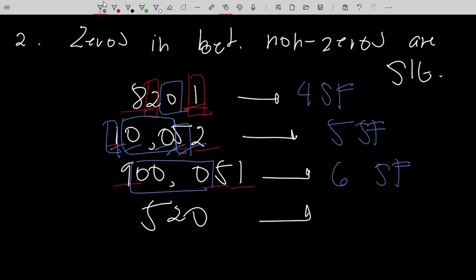For the last example, we have 520. Again, count all the non-zeros. We have your 5 and 2. How about your 0 right here? As we all know, zeros will only be significant if they are located between two non-zeros. But here, your 0 is located on the far end of the value. So this is not a significant figure. So here we only have 2 significant figures.